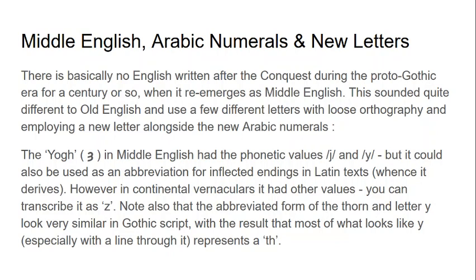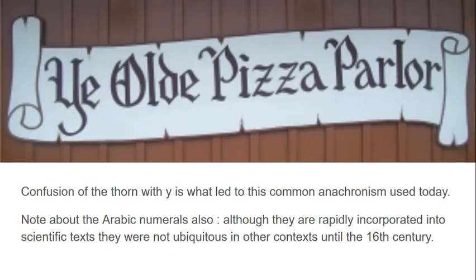And note that the abbreviated form of the letter thorn and the letter Y look almost identical in Gothic script. And this results in most of what looks like a Y, especially if it has a line through it, actually representing a TH sound. And this is why we have the anachronism "ye olde whatever." It's actually meant to be written and pronounced "the old," because it's a thorn that they're drawing. It just happens to look very similar to a letter Y.